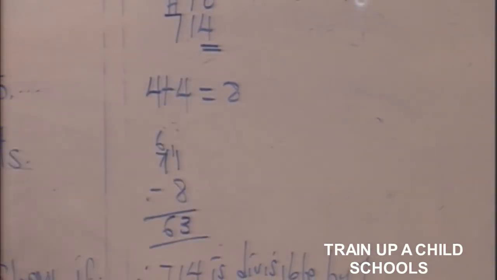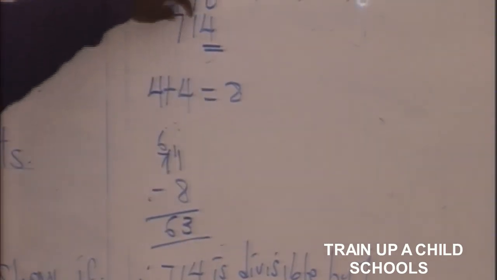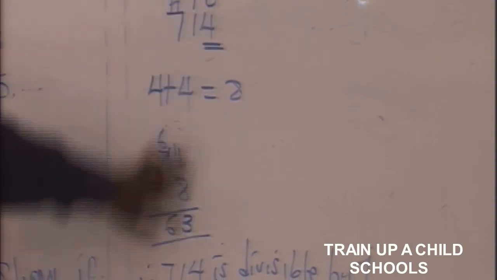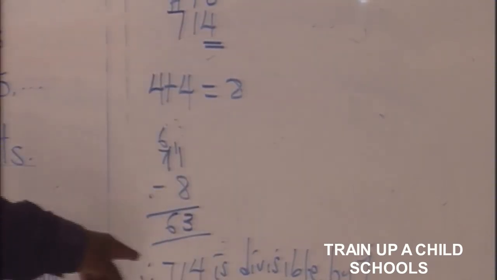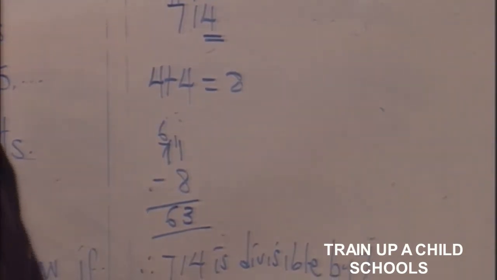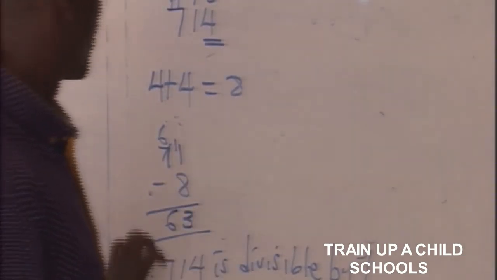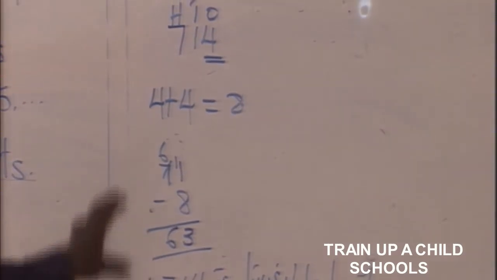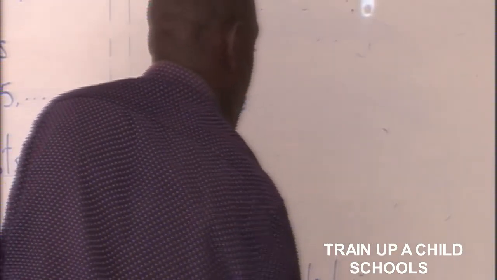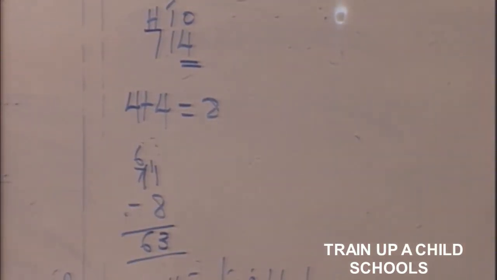Double the digit under ones. Subtract the result from the figure formed by the remaining digits, which were not doubled, that's 71. 71 minus 8, you get 63. 63 is the 9th multiple of 7. And you conclude that the given number, 714, is divisible by 7.